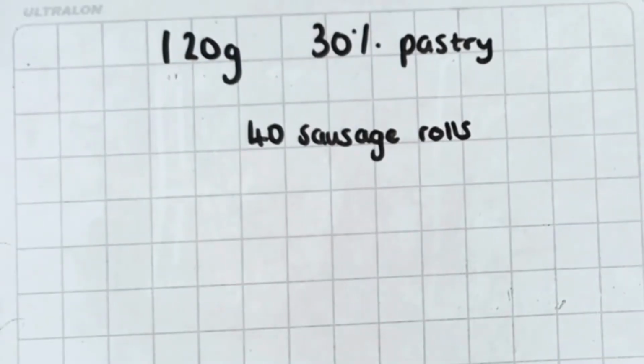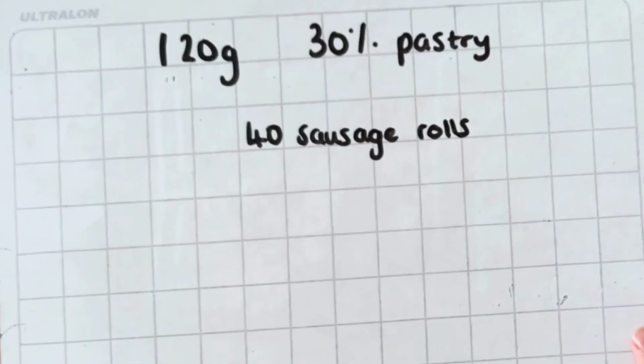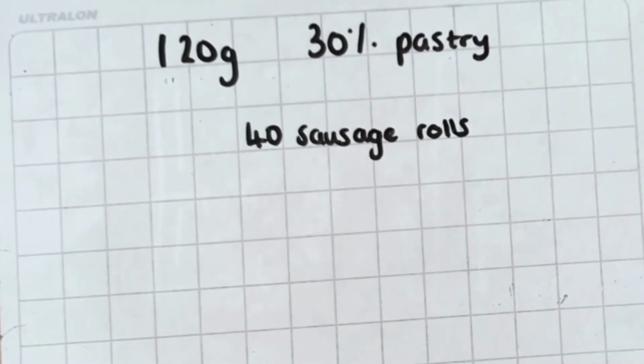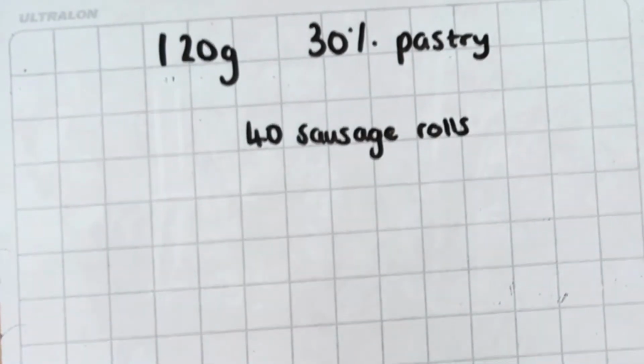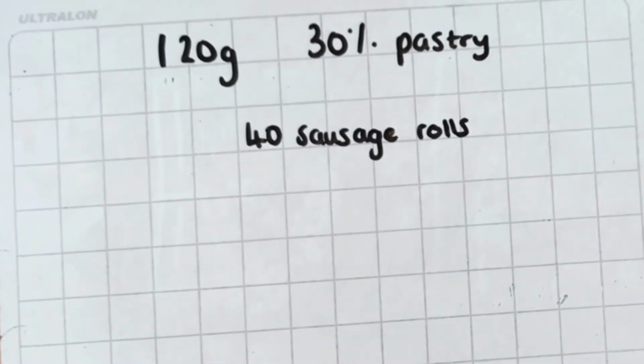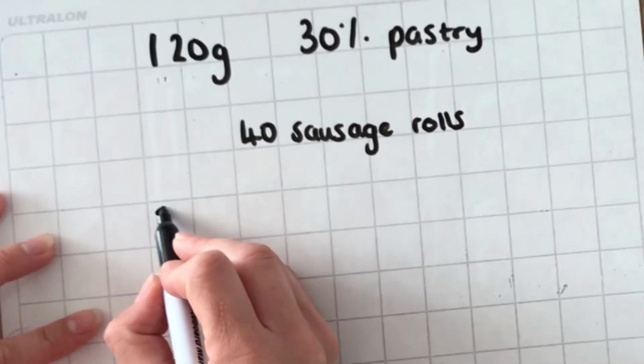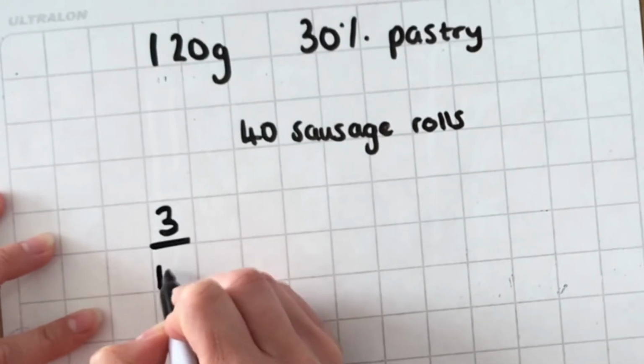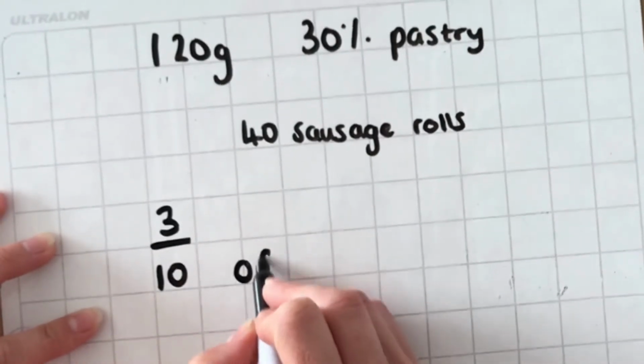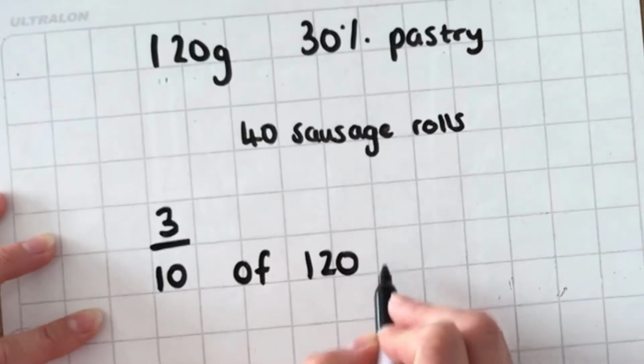Question number 31, you've got some information about sausage rolls. One sausage roll weighs 120 grams, only 30% of it is pastry. How many grams of pastry in 40 sausage rolls? Your first step is to work out how many grams of pastry is in one sausage roll. Percentages, we need to convert into a fraction. We need to convert 30% into 3/10. We're working out 3/10 of 120.